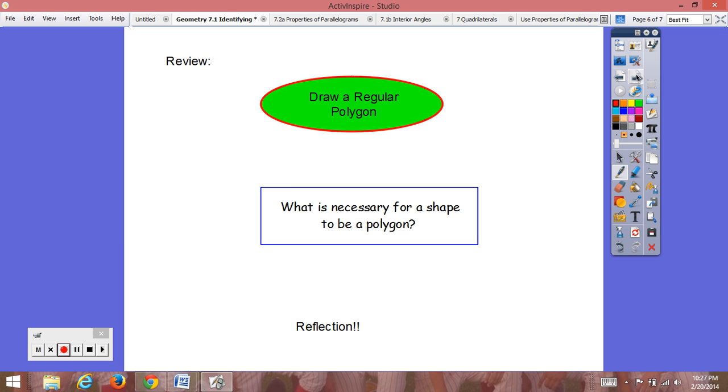Alright, now for our review, we're just going to draw a regular polygon and make sure we label or mark our polygon correctly. So I'm just going to make a quadrilateral, 4 sides, and then mark our side lengths congruent, and also our angles congruent.